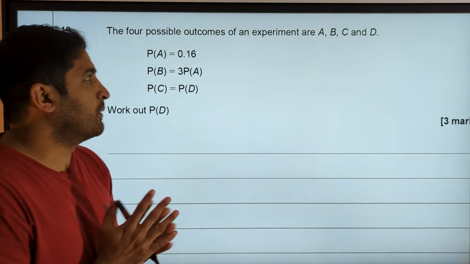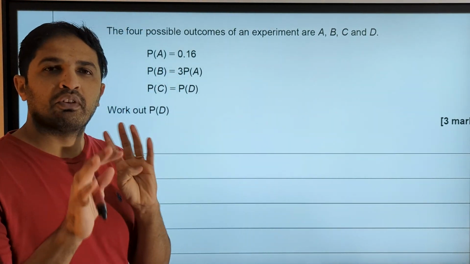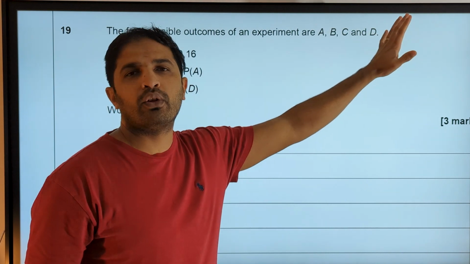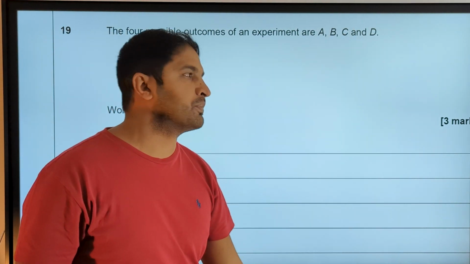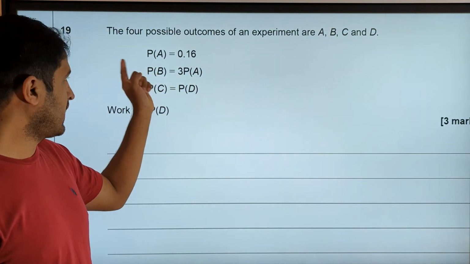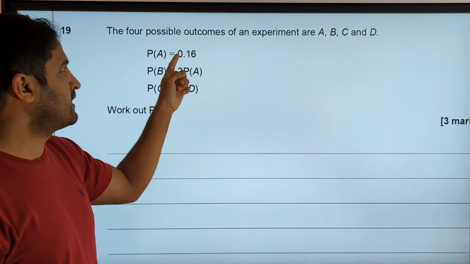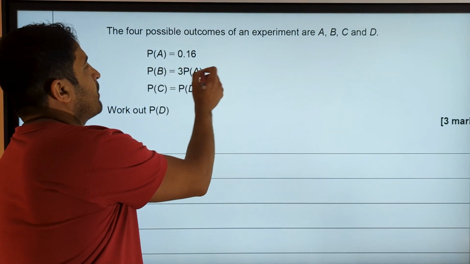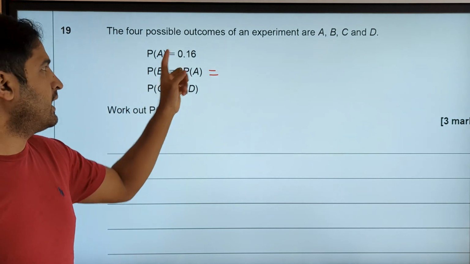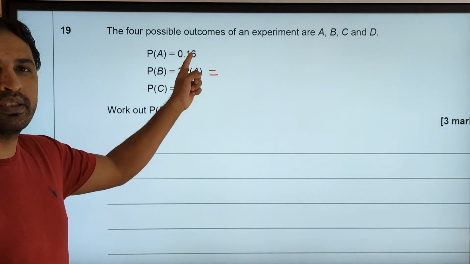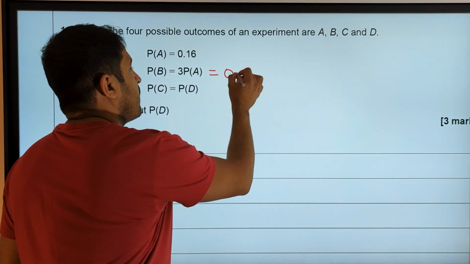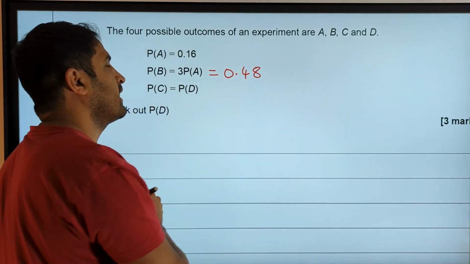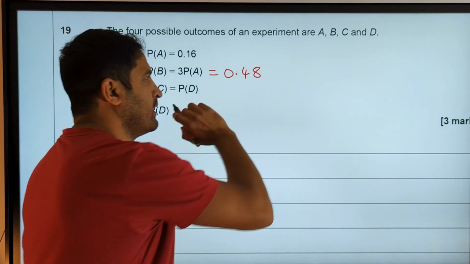Four possible outcomes. So there are 4 outcomes. Nothing can happen other than A, B, C or D. Those are the absolute 4 outcomes. Okay. So the probability of getting outcome A is 0.16. The probability of B, so getting B, is 3 times the 0.16. Okay. So that would be 0.48. You can put it in the calculator. Again, write it down. Please write it down.